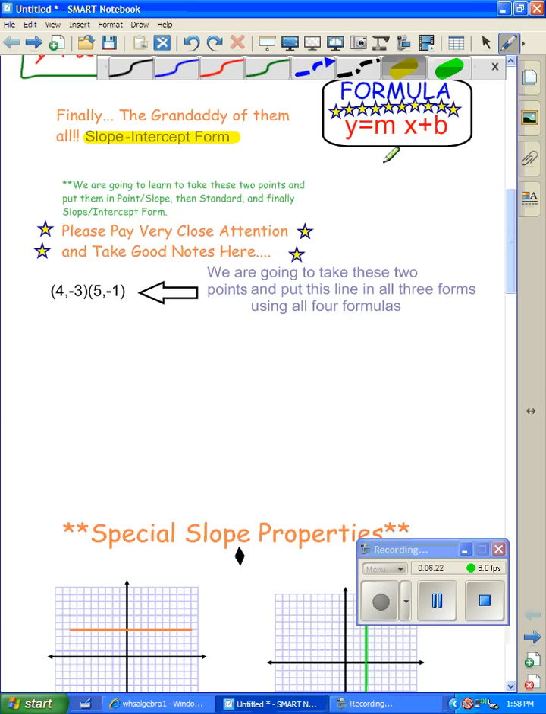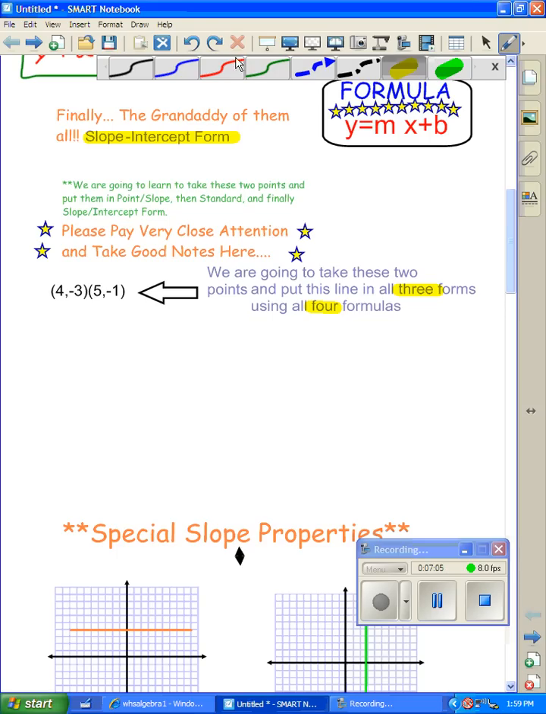We're going to learn to take these 2 points, put them in point-slope form, standard, and then finally slope-intercept form. So please pay very close attention here. Take good notes. We're going to take these 2 points, and we're going to put this line in all 3 forms using all 4 formulas. Notice how I said 3 forms and 4 formulas. That's because we have to also use the first formula we know, slope. So here we go, guys. We're going to take it from here to point slope to standard to y equals mx plus b form. Are you ready?